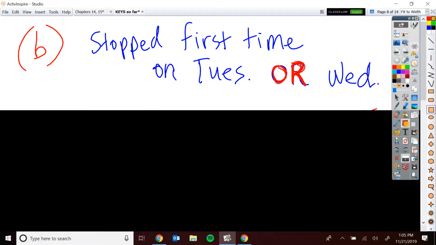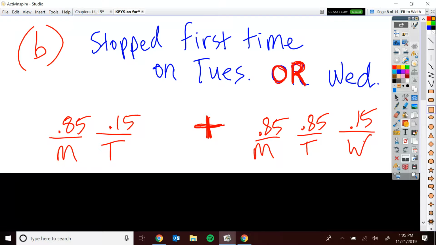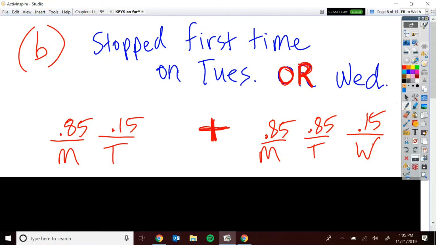Okay, so what does that look like? Interesting. Okay, so getting stopped on Tuesday and then again on Wednesday. So here is your Tuesday. Get stopped for the first time on Tuesday, or you get stopped for the first time on Wednesday. So those are two different sets of events. Getting stopped on Tuesday or getting stopped on Wednesday. That's the key, is that here's the or, getting stopped for the first time on Wednesday.